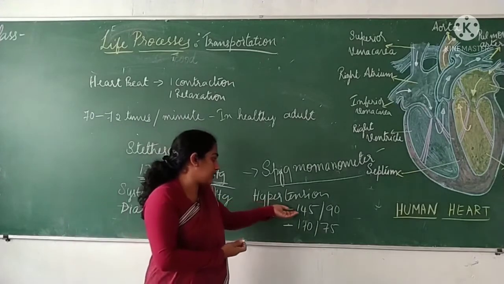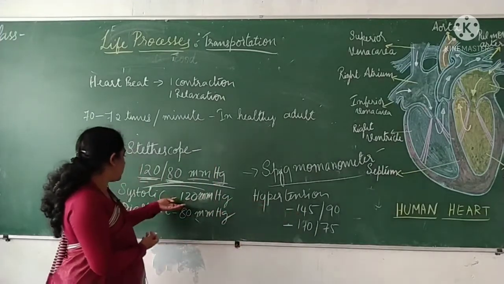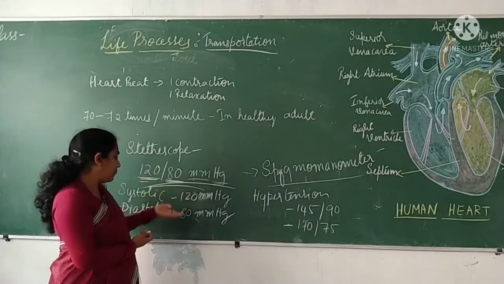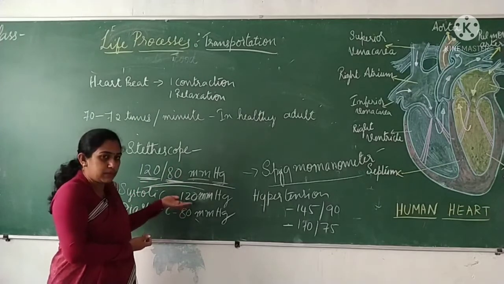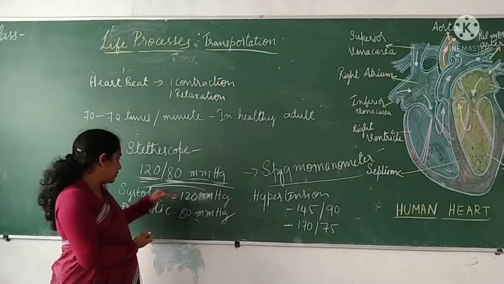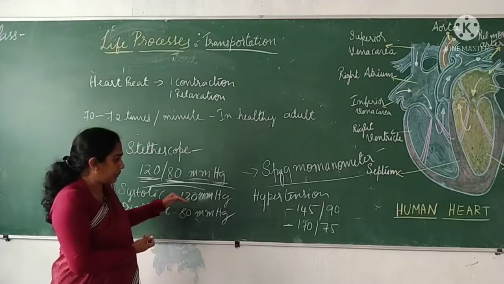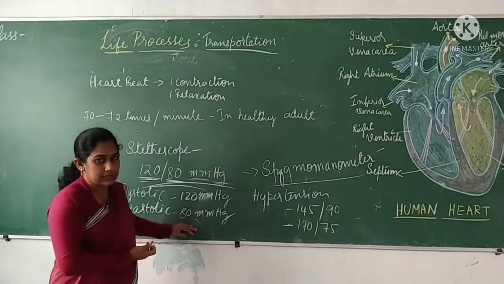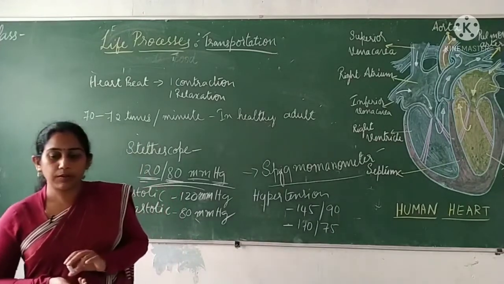High blood pressure means the systolic will be above 120 and the diastolic will also be a little above 80. During low BP you can see that the systolic will be less than 120, and the diastolic will also be less than 80. So this is about blood pressure.